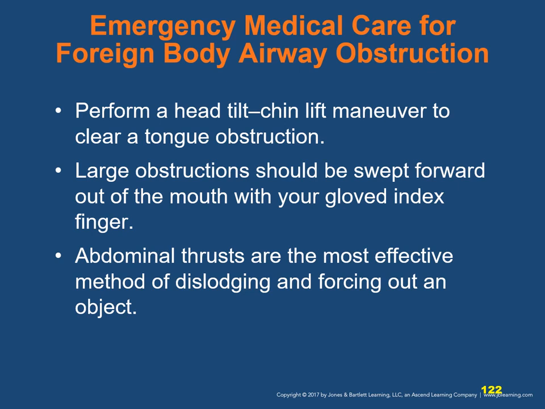Abdominal thrust is the most effective method of dislodging and forcing an object out of the airway of a conscious patient. Residual air, always present in the lungs, is compressed upward and used to expel the object. Use abdominal thrust until the object dislodges or the patient becomes unconscious. For the unresponsive patient with a severe foreign body airway obstruction, reassess to confirm apnea and inability to ventilate.